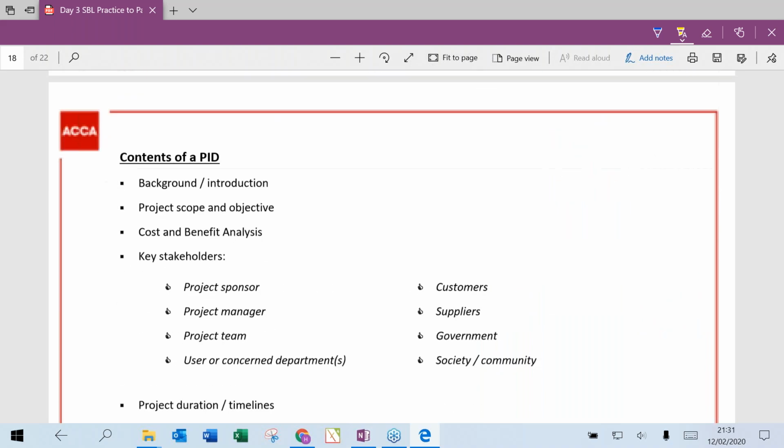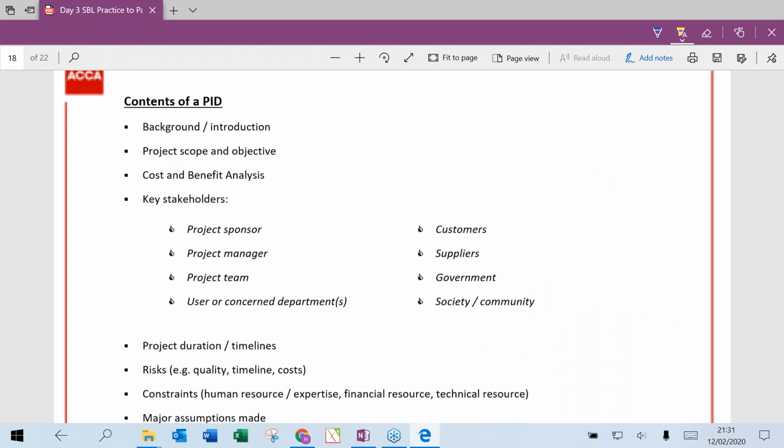Now, what are the contents of a project initiation document? You need to remember these contents. This has been tested twice in the exam, right? A PID is an initial document. Remember what a PID is: it is a very basic initial document prepared by the management, and it covers some basic information about the project. The PID is then submitted to the board of directors to enable them to review it and either approve or reject the project, correct?